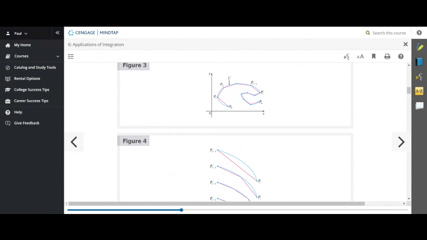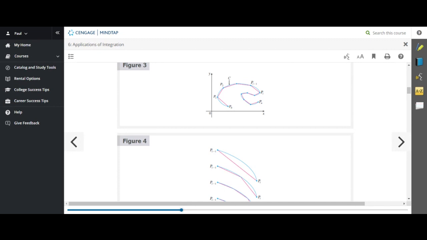So it's a good strategy, and clearly, the more line segments we use, we have to make them shorter, but the more line segments we use, and they're all the same distance, by the way, the better the approximation is going to be.